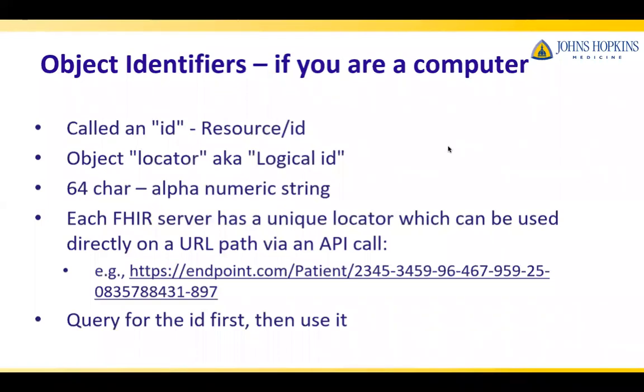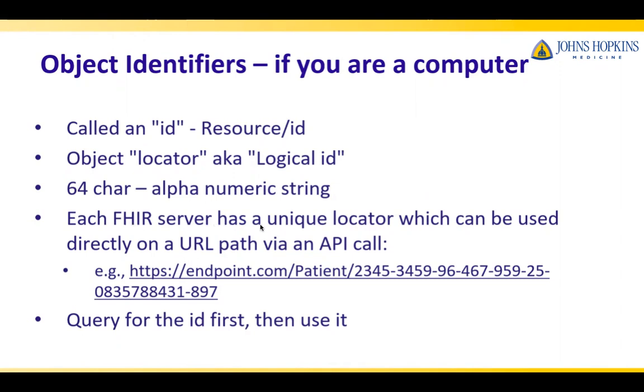First, we're going to talk about object identifiers. So if you are a computer, you're going to take a look at this ID, and the way that this is always going to be written is the name of the resource, or the type of the resource, and the ID itself. So perhaps this will say patient slash and then a 64-character string. Perhaps it'll say organization slash and a 64-character string. These are known as object locators or logical IDs. As I mentioned, they're 64-character alphanumeric strings assigned by a computer.